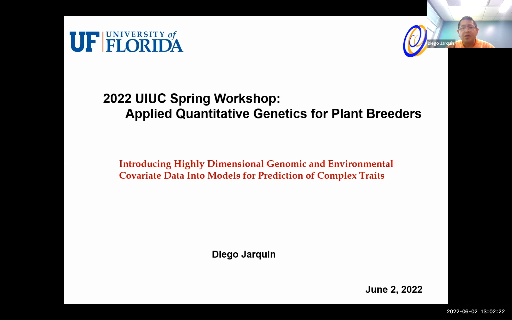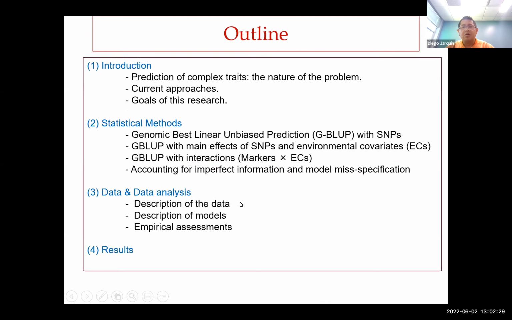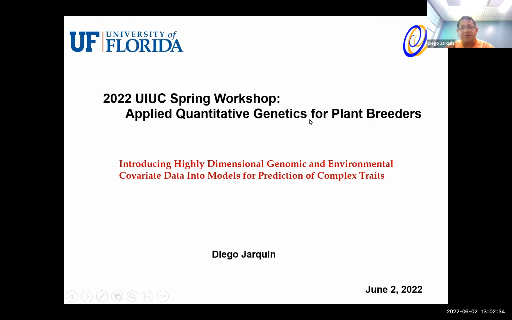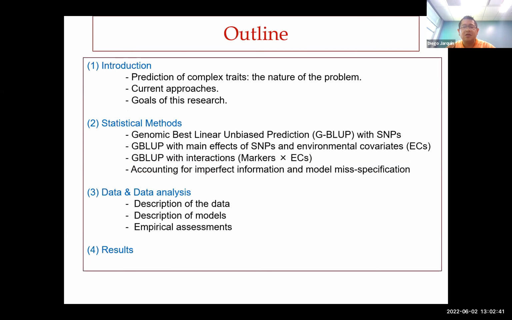Okay, I'm going to start now. The title of this presentation is introducing highly dimensional genomic and environmental covariance data into models for predicting complex traits. This is research that I conducted when I was doing my postdoc at the University of Alabama with Dr. Gustavo de los Campos.